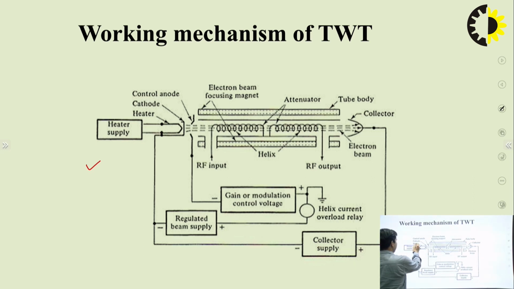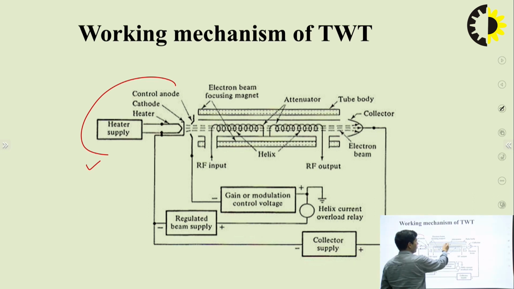So it has the electron gun assembly, with the heater supply, cathode, and control anode. Here we are using the tube body, and we also provide this part and this part as electron beam focusing magnets. Here we use the helix structure. At the end of the helix, this pole acts as an attenuator. Here we provide the RF input at the initial part of the helix.